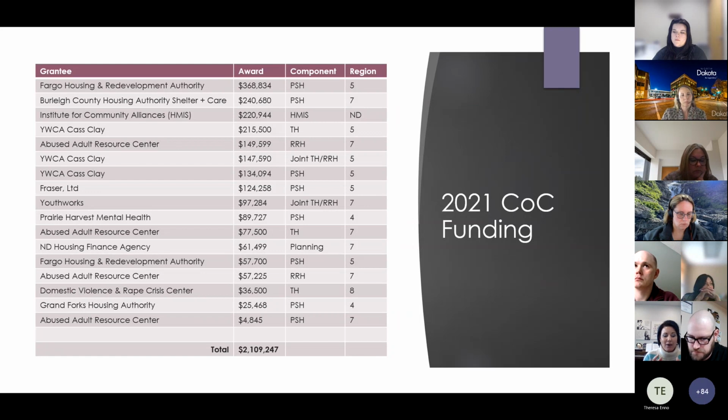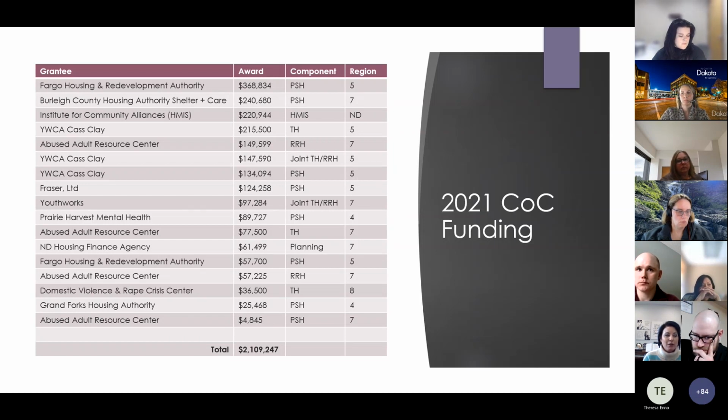And we have to rate and rank projects in tier 1 and tier 2. Tier 1 is typically our annual renewal demand. So the only way to really gain a new project a lot of times is to reallocate funds from another project. We did do that this past year in the fall of 2022. We reallocated a couple of projects and got a new project for Grand Forks Housing Authority. Now, they're not listed on here because their funding hasn't started yet, but HUD did award their full amount.